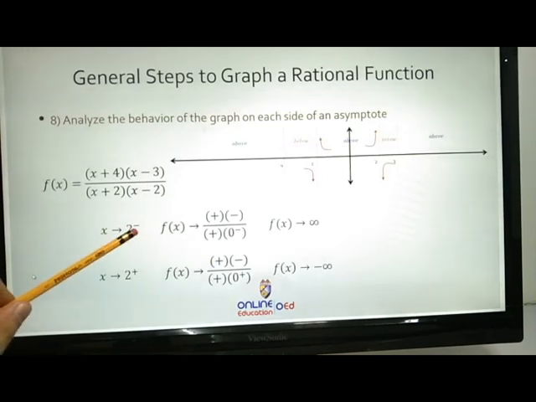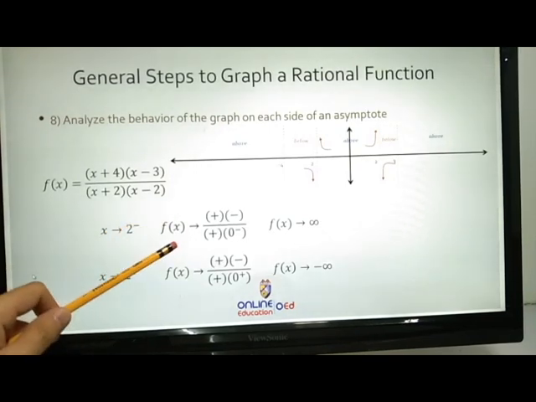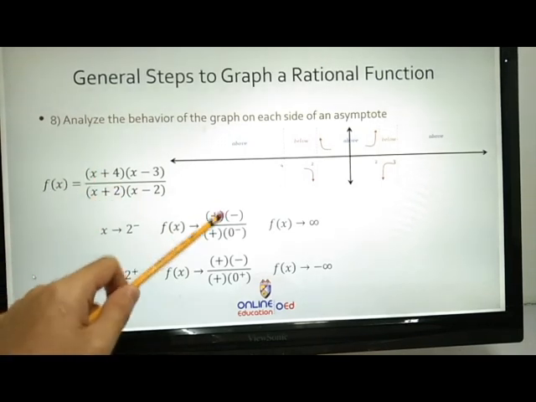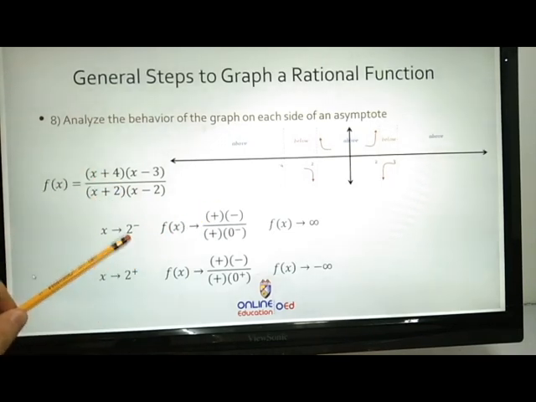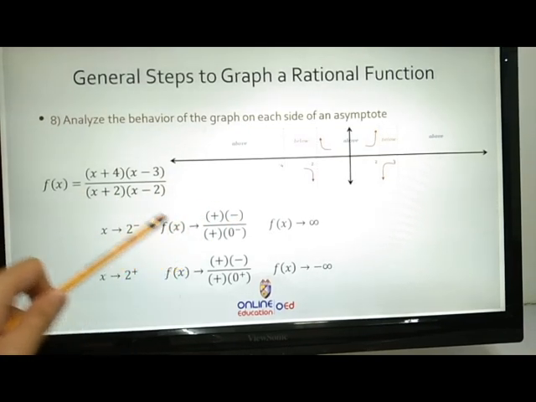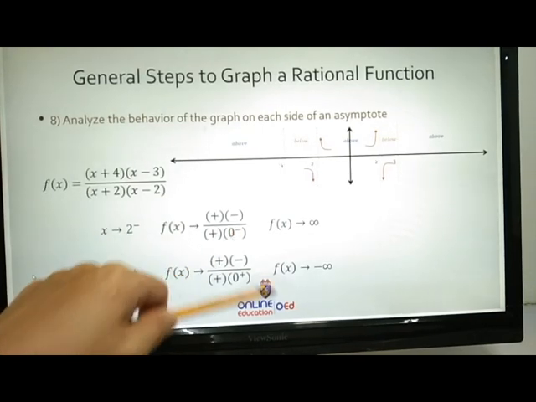So, positive 2 but going downward. Okay, kaya meron tayong negative symbol, going downward. So, f of x, substitute mo si 2. So, 2 plus 4, that is positive 6. Okay, 2 minus 3, negative. 2 plus 2, positive. 2 minus 2, 0, that is going downward.